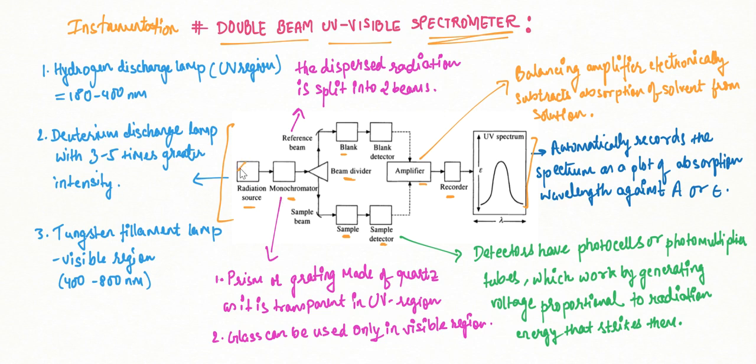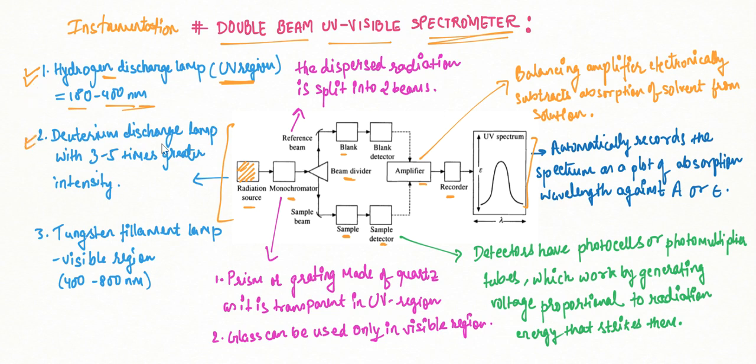So let's first start with the radiation source. Our radiation source can be of three types. The first type can be a hydrogen discharge lamp, and the hydrogen discharge lamp gives radiation in the UV region. Okay, so it is 180 to 400 nanometer. So this is one of the options.